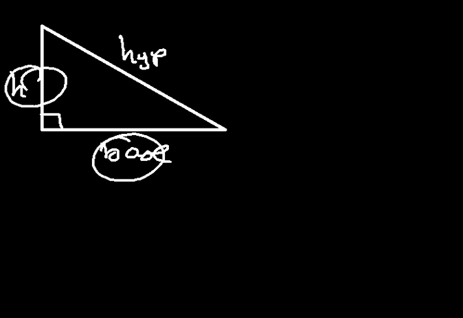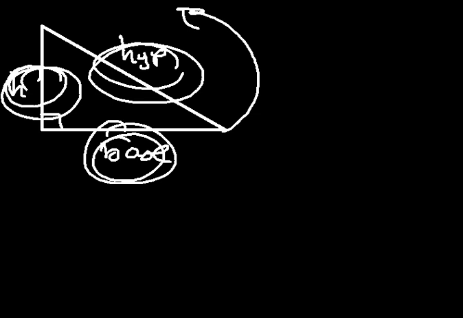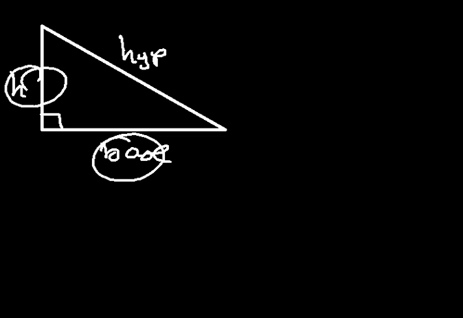Let's say if the triangle stands like this, it means this one will be the height, this one will be the base. Whatever the case, the base and the height might change based on the orientation of the triangle, but the hypotenuse always remains the same. So, what is the Pythagoras theorem?